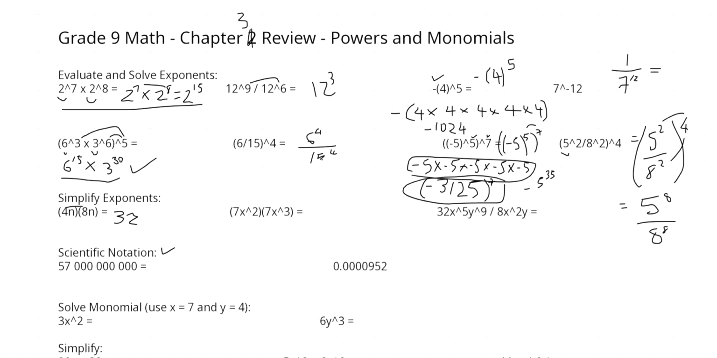And here, this is not a multiplication sign. These are x's. So it's basically saying 7x squared. And we're going to multiply that by 7x to the power of 3.